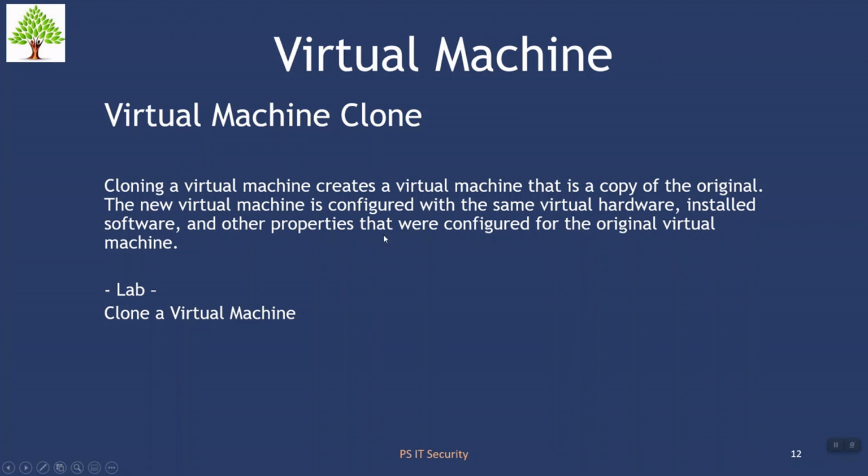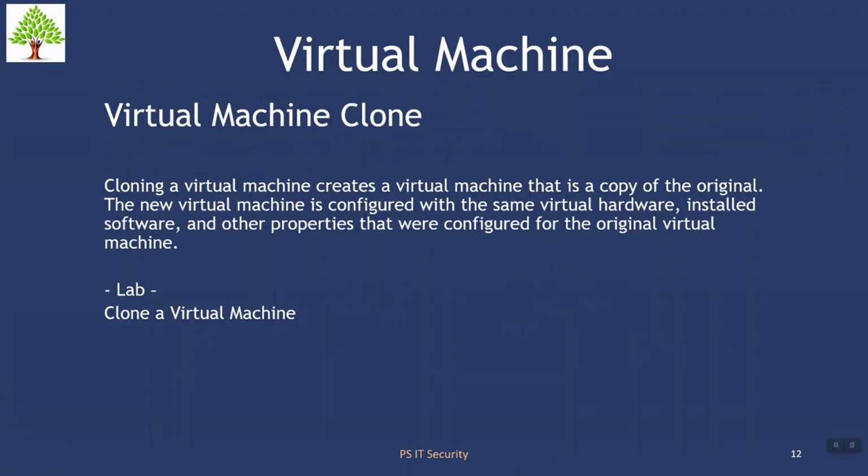Cloning a virtual machine creates a virtual machine that is a copy of the original. So we can create an identical virtual machine, and from one machine we can deploy multiple virtual machines. The cloned virtual machines will have the same identical hardware and the same installed software. Whatever settings you have done in the original machine, the new machine will have those same settings and the same operating system. We will see how to create a virtual machine in the lab.